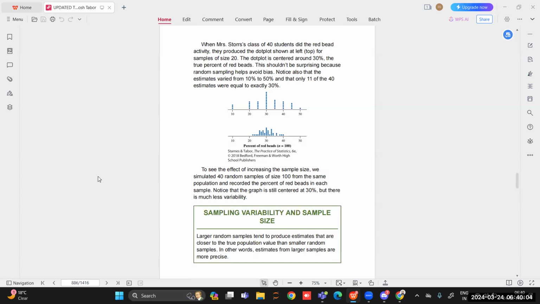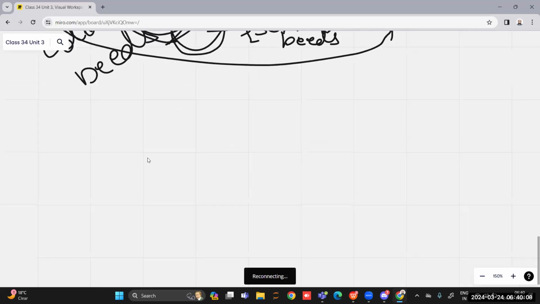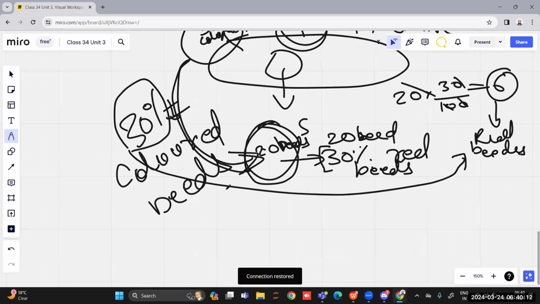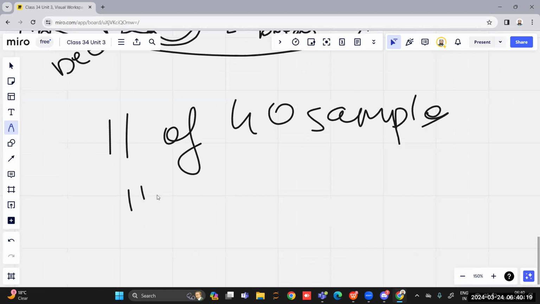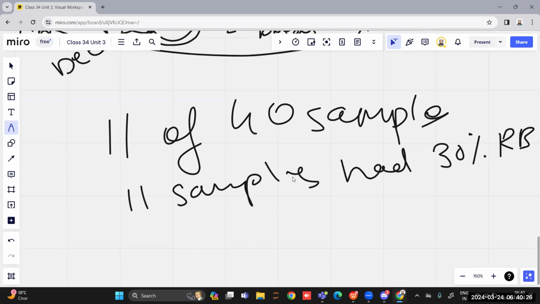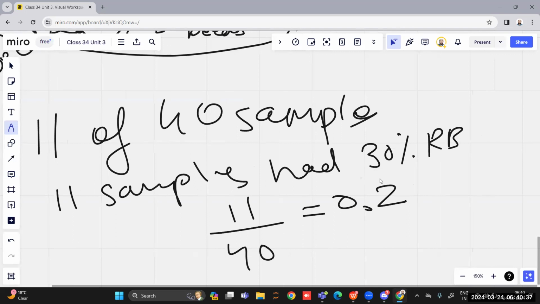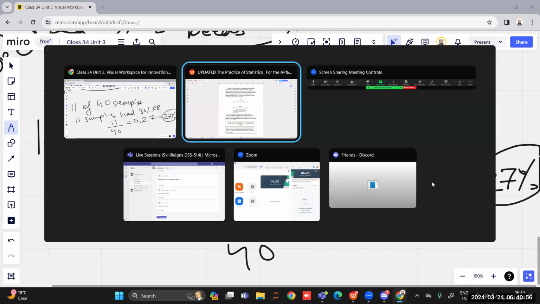So see, 11 of the 40. That means they had taken 40 samples, and only 11 samples had 30% red beads. When you calculate 11 by 40, how much does it come to? It's 0.27, that's 27%. I've told you, see, here also it is coming to about 30%. So there will be some variability in that.